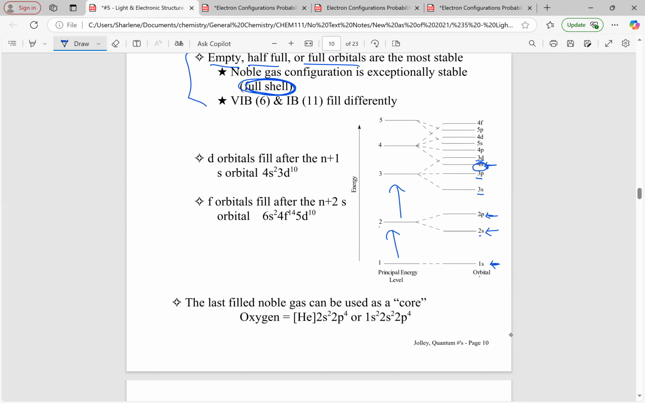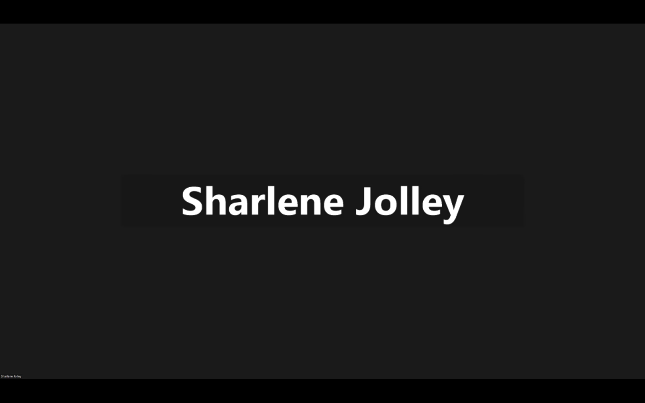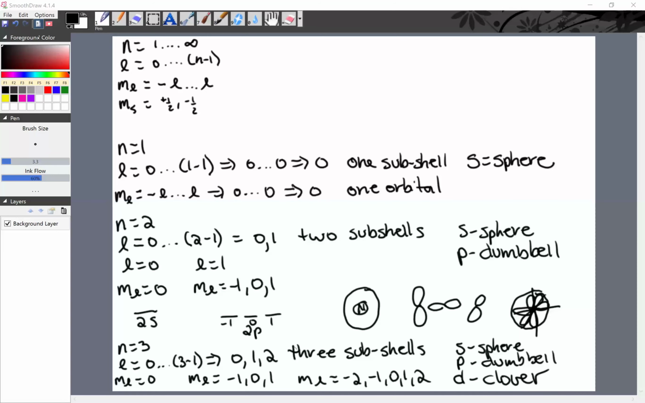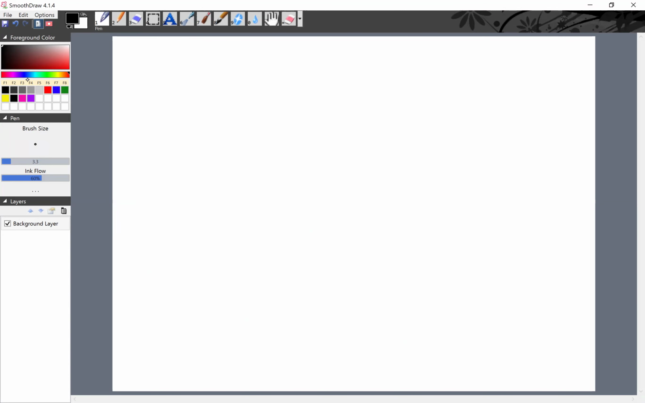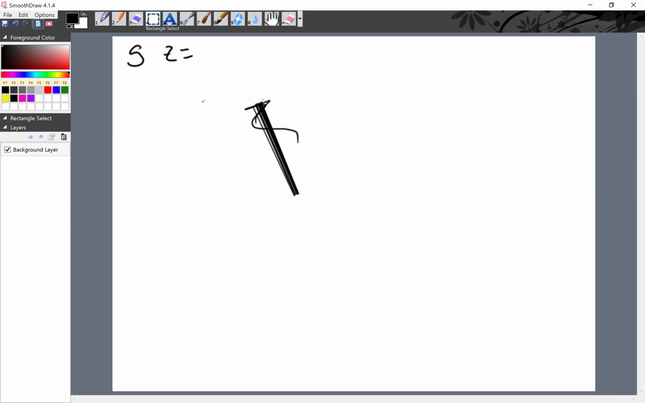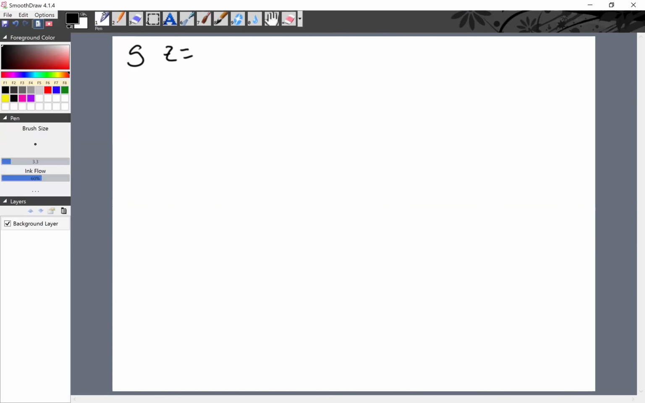All right, let's go do one example before we tie this together. We are going to do sulfur, okay? What are the quantum numbers for sulfur? Well, if you want to know the quantum numbers, you have to know where we're located. So sulfur is below oxygen, and it's number 16.